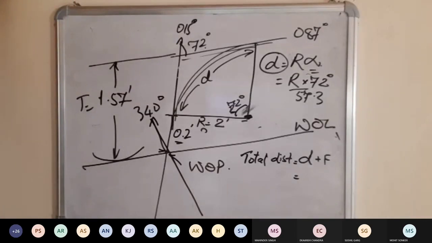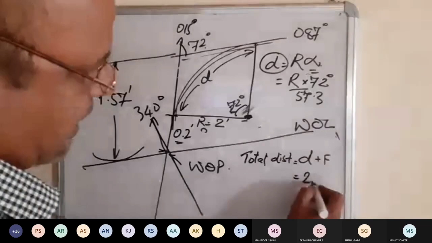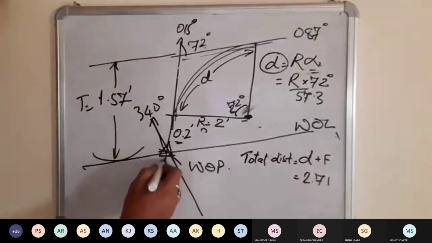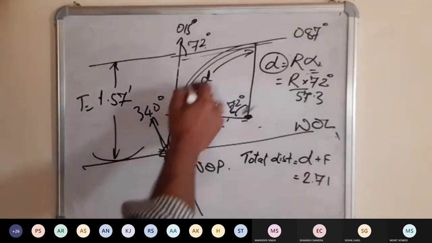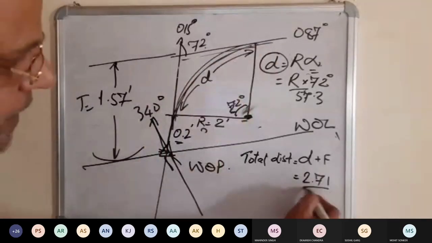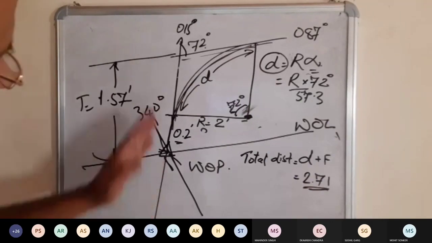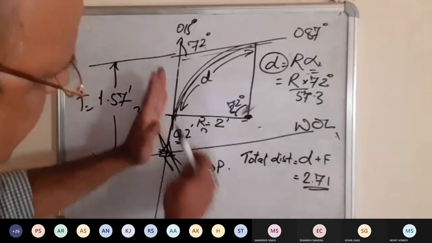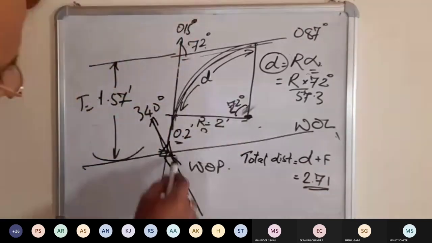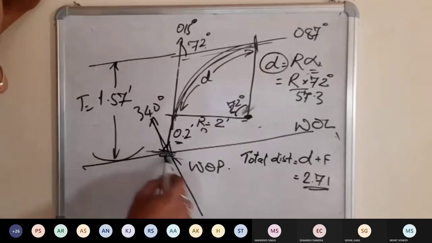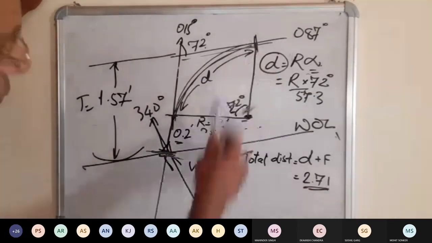So 2.71. From here, when the ship starts to turn, to here, she is traveling 2.71 miles. All this while when the ship is turning, the current is acting on this. So for that much time we are considering that when our action starts, in between the current is acting.